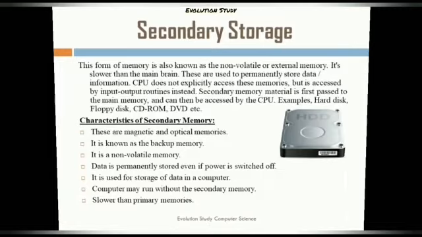Characteristics of secondary memory. These are magnetic and optical memories. It is also known as the backup memory. It is non-volatile memory. The data is permanently stored even if the power is switched off. It is used for the storage of data in a computer. A computer may run without the secondary memory, and it is also slower than the primary memories.